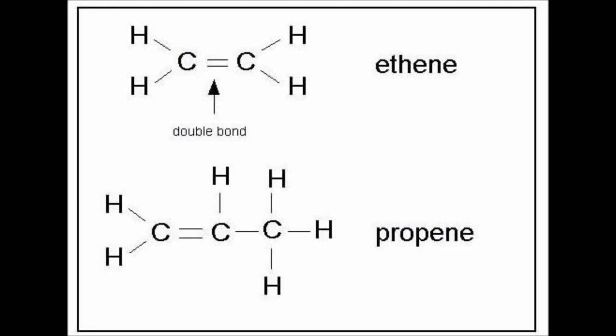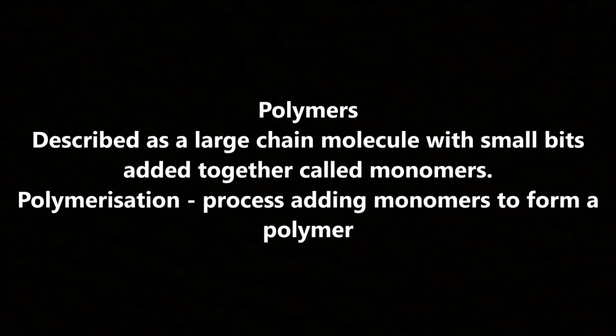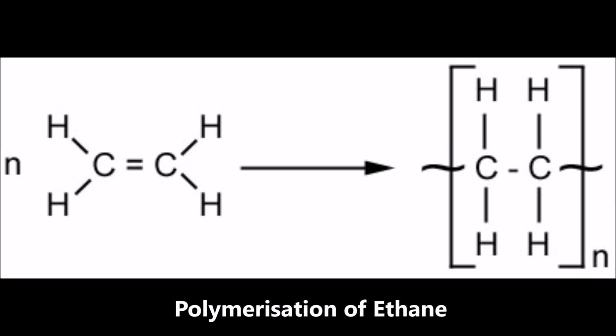This is now a diagram of ethane and propane and their structural formula. Polymers are described as a large chain molecule with small bits added together called monomers, and polymerization is the process of adding monomers to form a polymer. Polymerization of ethane is currently shown on the screen, and this could be a question you'd be asked to draw.